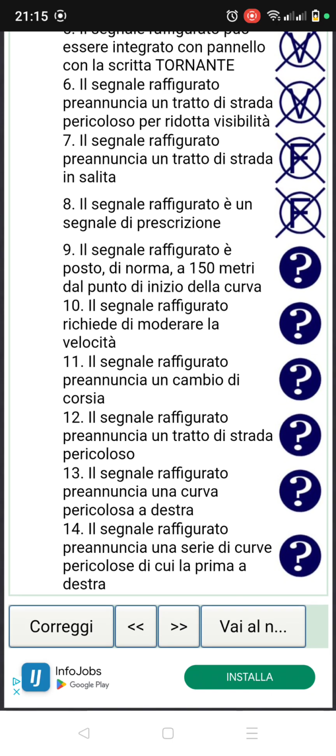Number 9. Il segnale raffigurato è posto di norma a 150 metri dal punto di inizio della curva. Yes, it's true. So this sign figure is placed 150 meters from the point where the curve starts, and it's true. Number 10. Il segnale raffigurato richiede di moderare la velocità. Yes, it's true. So this sign figure is asking to moderate the velocity, and it's true.